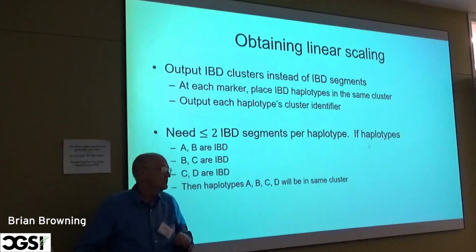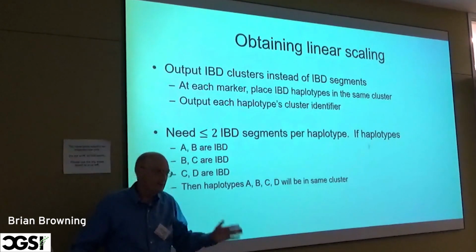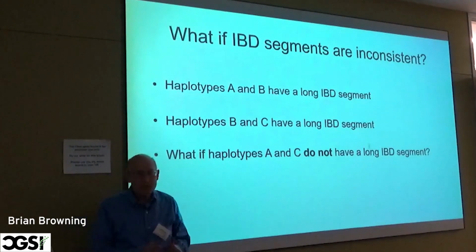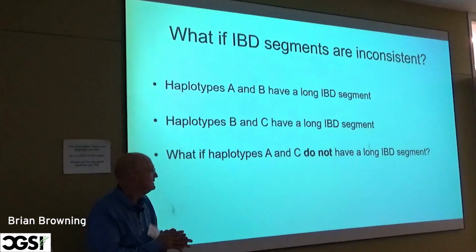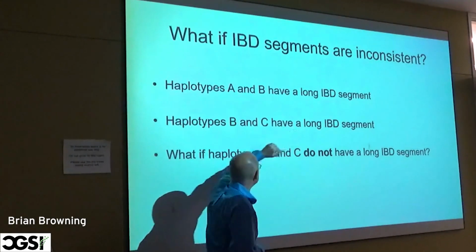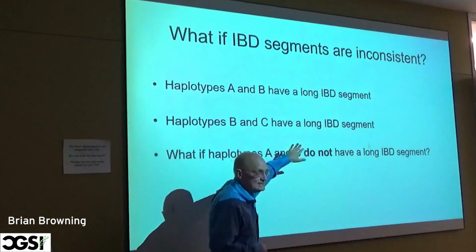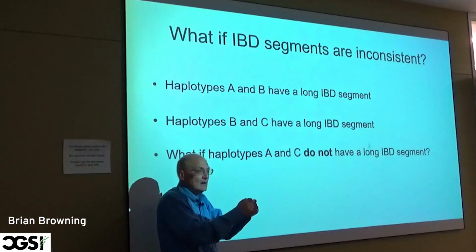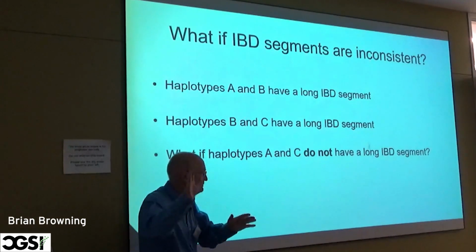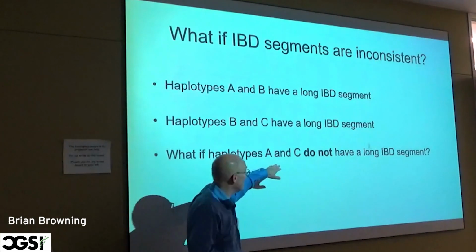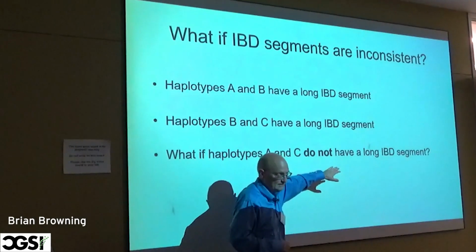All right, so one of the themes of this talk is there's always trade-offs. So what could possibly go wrong? Well, what if IBD segments are inconsistent? You know that haplotypes A and B have a long IBD segment, B and C have a long IBD segment that cover a point. So you put A, B, C in the same cluster and you continue your algorithm. But what if you put A and C in the same cluster? What if they do not have a long IBD segment?